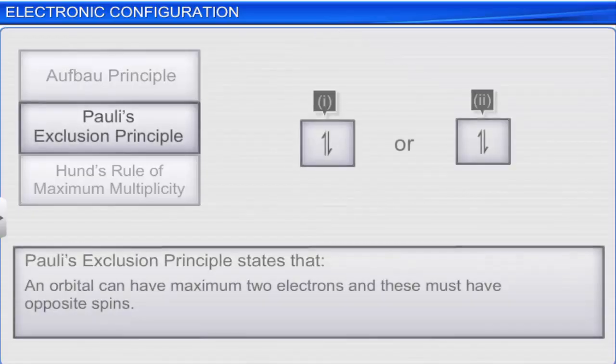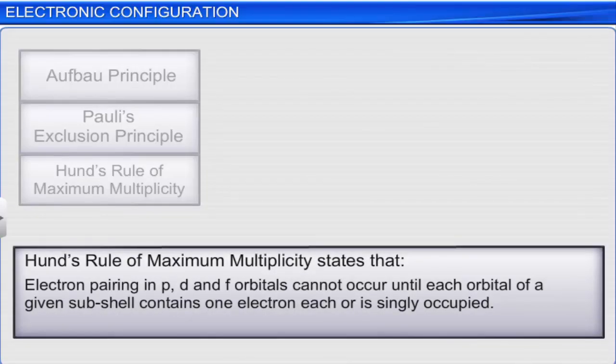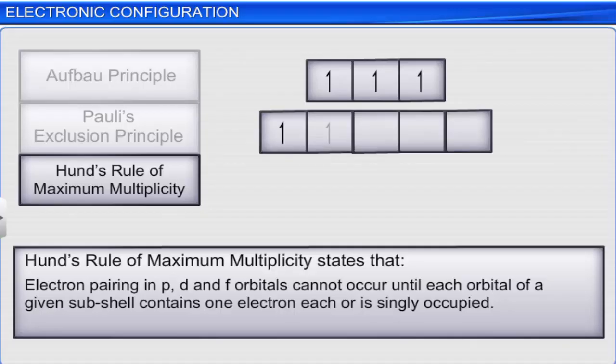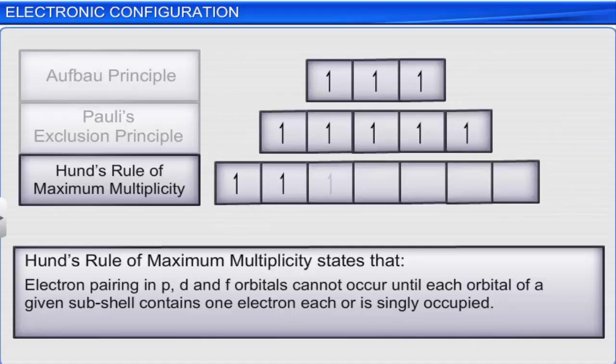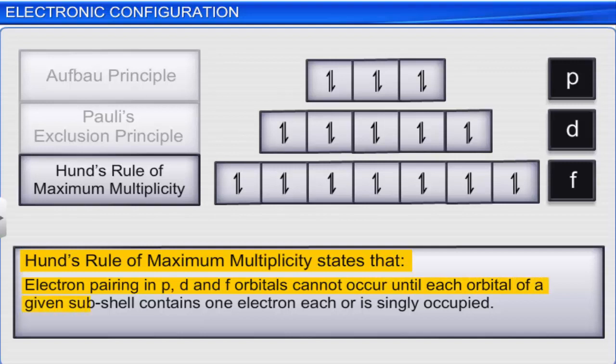Second is the Pauli's exclusion principle. It states that an orbital can have maximum 2 electrons and these must have opposite spins. And finally, the Hund's rule of maximum multiplicity that deals with filling of electrons into equal energy orbitals of the same subshell. It states that electron pairing in p, d and f orbitals cannot occur until each orbital of a given subshell contains 1 electron each or is singly occupied.